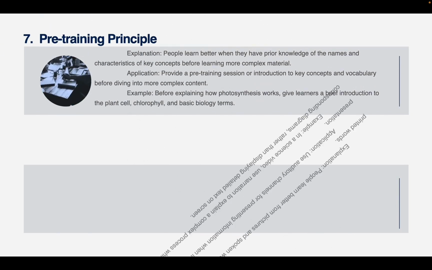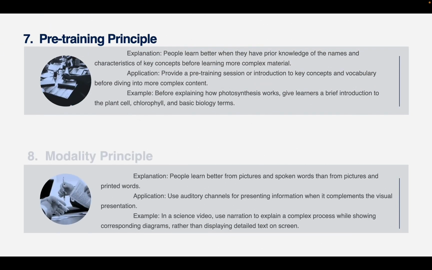7. Pre-training principle. People learn better when they have prior knowledge of the names and characteristics of the key concepts before learning more complex material. 8. Modality principle. People learn better from pictures and spoken words than from pictures and printed words. The example is in a science video, use narration to explain a complex process while showing corresponding diagrams rather than displaying detailed text on screen.